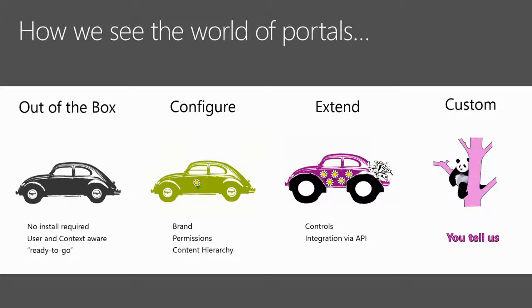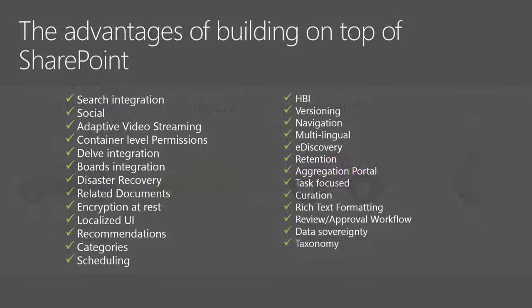So configure to me is stuff that you do in my UI. Extend is going to be things that you add to your pages through a well-understood model that we're going to provide. And then custom is pandas humping trees. I don't know. You get to do whatever you want when you go custom.